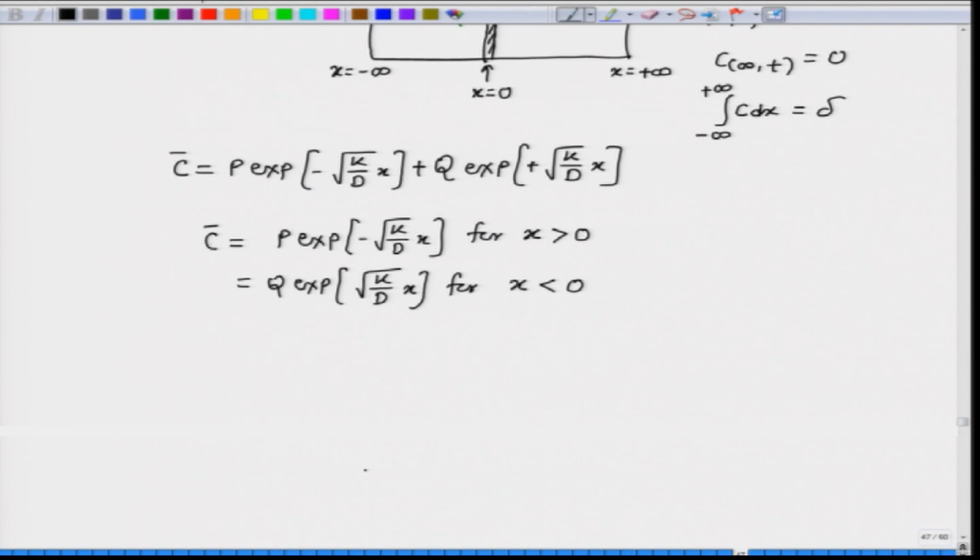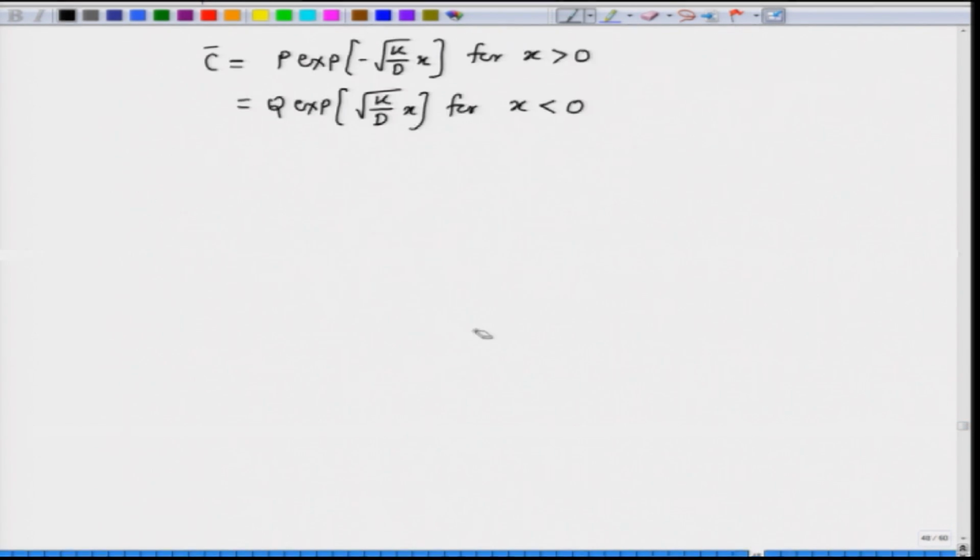Now, we need to find these constants p and q. We will use our second boundary condition, which is the integral from minus infinity to plus infinity of c dx should be equal to delta.